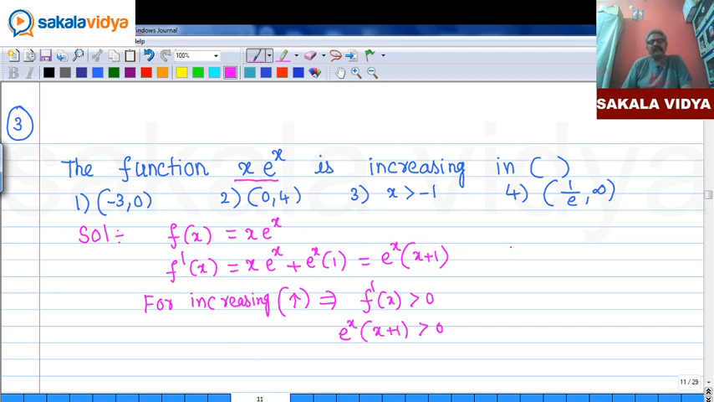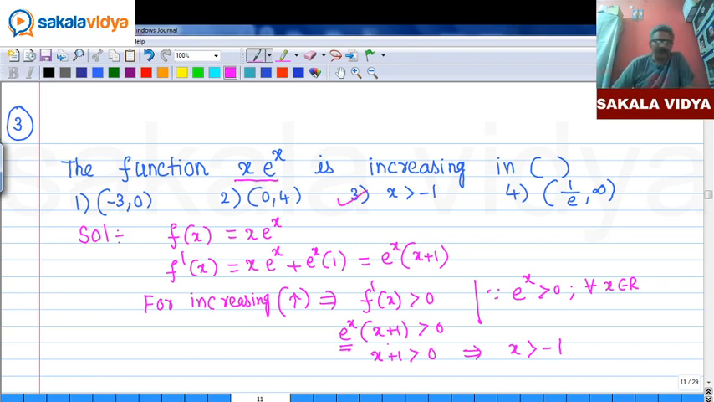Here a very interesting factor we have: e power x is always greater than 0 for every x belongs to R. X is any real number, e power x is always positive. E power x is positive means positive into positive, positive. Therefore, x plus 1 must be greater than 0. That implies x is greater than minus 1. So, third option is the right option.